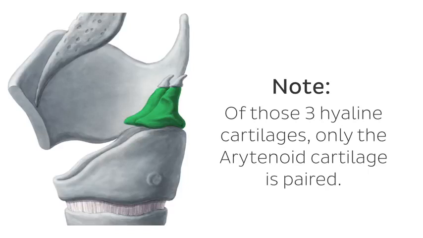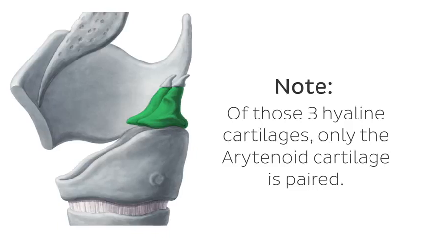The cricoid cartilage and the thyroid cartilage are clearly not paired. Yes, you've seen that the thyroid cartilage has two laminae, but in terms of the full thyroid cartilage, it's only one. So the only paired are definitely the arytenoid cartilages. We are definitely done talking about the hyaline cartilages. It is time for us to move on and talk about the elastic ones, the elastic cartilages.